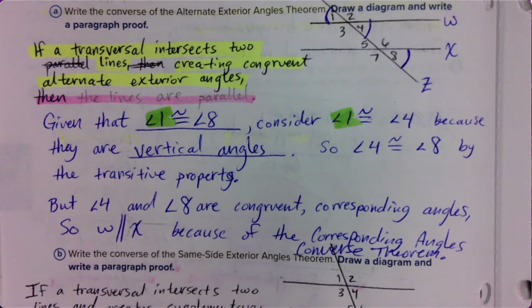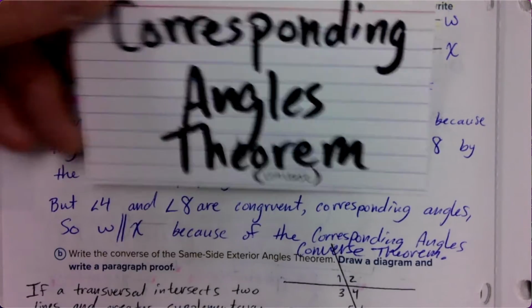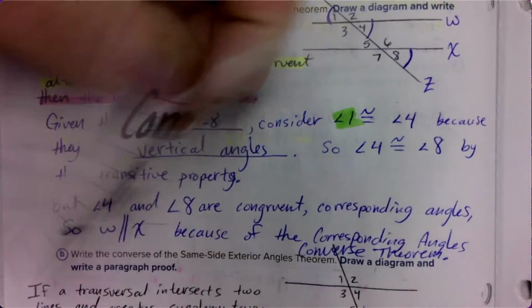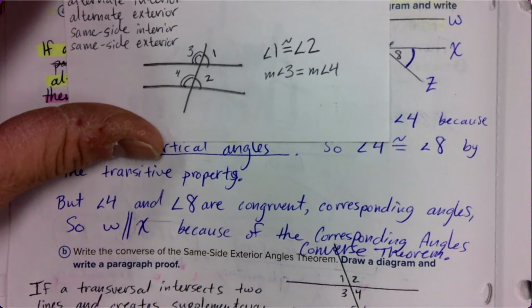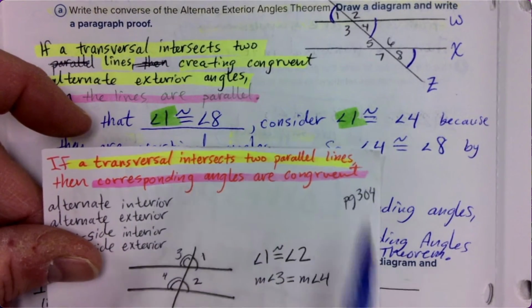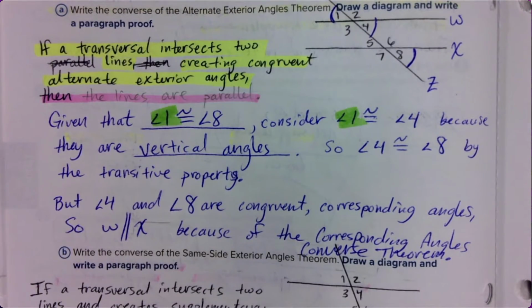Let's see if I have that one ready to show you. Yeah, corresponding angles. You take your if-thens and you switch them. If the angles are congruent, then the lines are parallel. That's the first part. Let's get to the last one, right?